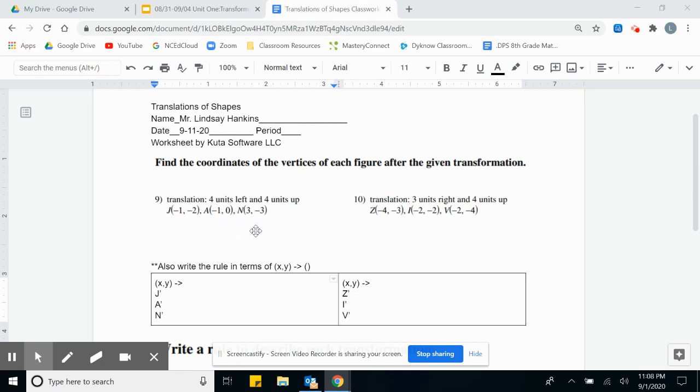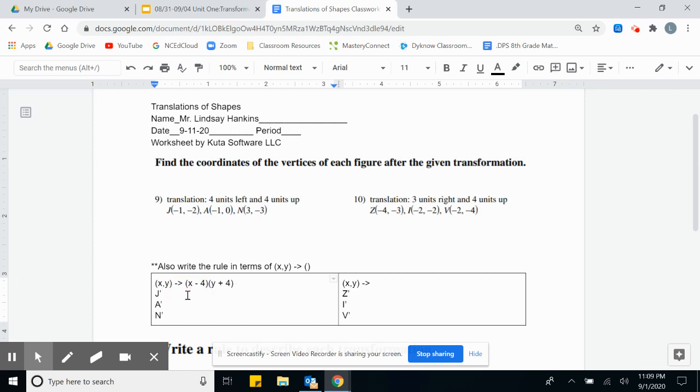We see that the rule that applies is that for every x value, it's going to be taking 4 units left, which means it's going to be a negative. And for the y-axis, each unit in y is going to be taking 4 units up, which is +4. So if we're writing that rule, we now have for every x value, we're going to take it backwards by 4. And for every y value, it's going to be taken up by 4.